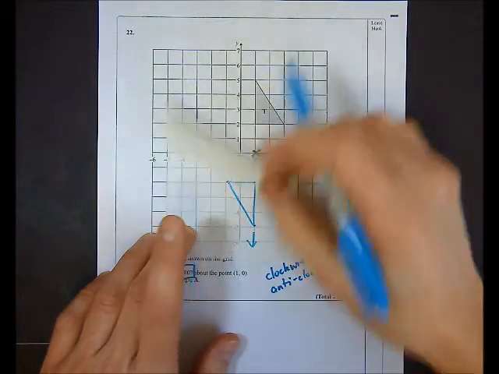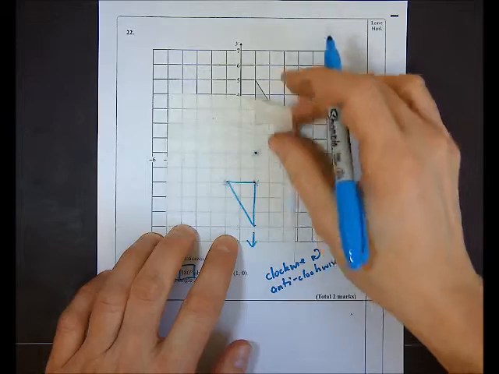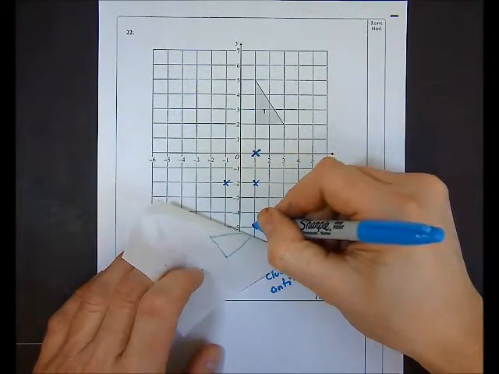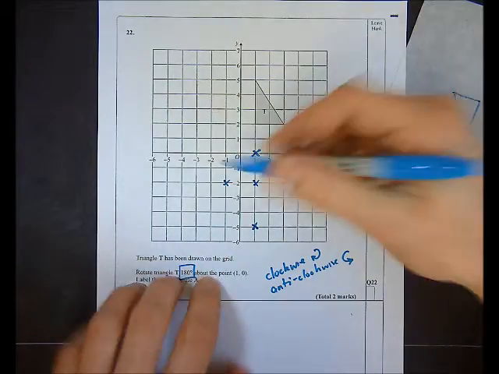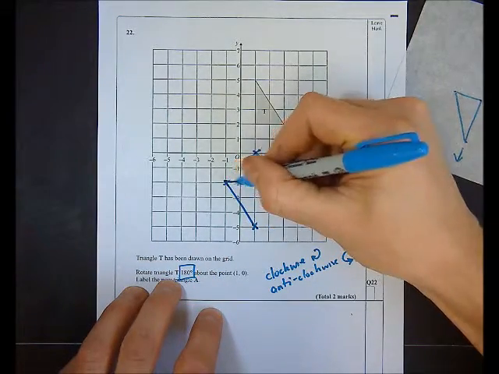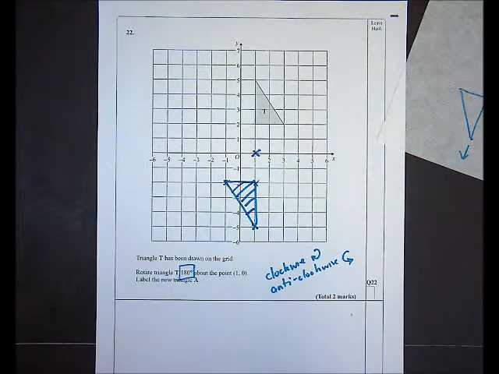Just a case now of transferring those onto my paper, and then making sure that I can put that back on there and it's the right size, and it is. So I'm going to take that off, join it up with a ruler in the exam, and I'll get that shape there.